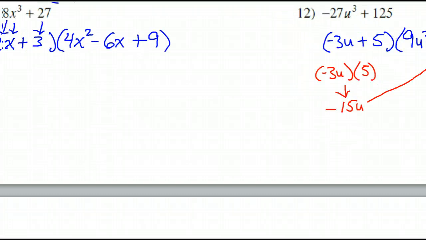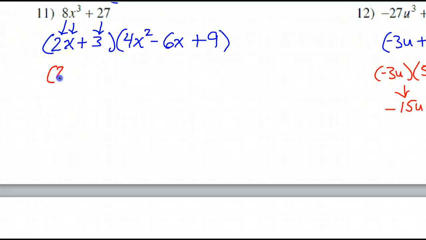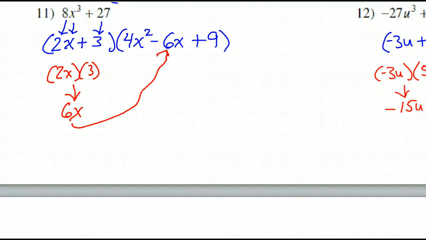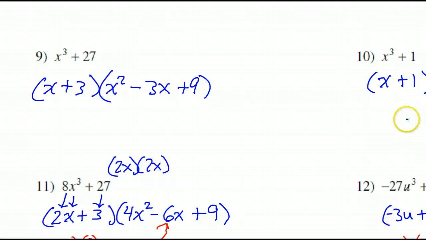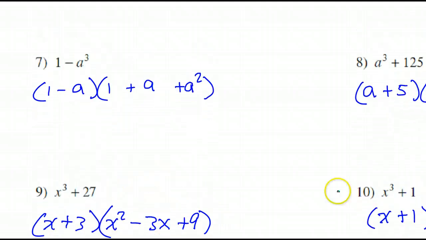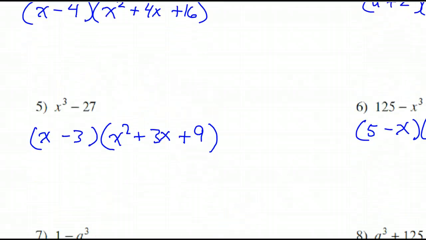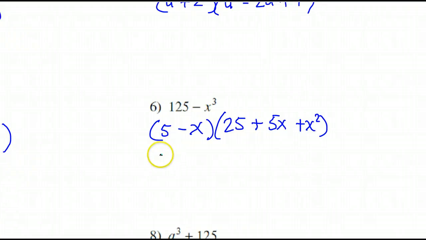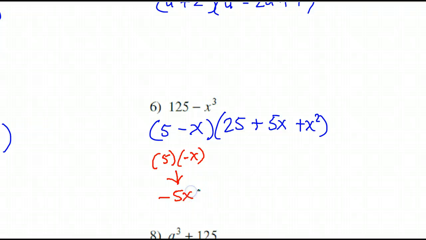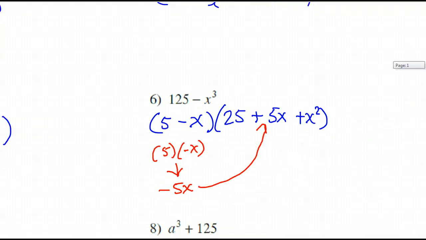Looking at other problems we've done, take this one for example, it was just positive 2x times positive 3. So that gave you positive 6x. When you did the opposite, it was negative 6x. No problem. Let me find one with a negative on it. Slightly different one than that. Okay, so when we did this one, look at number 6 for example. Here we had 5 and we had negative x. You multiply those together, it gave you negative 5x. And we did the opposite of that and put positive 5x. So that's what's really happening.